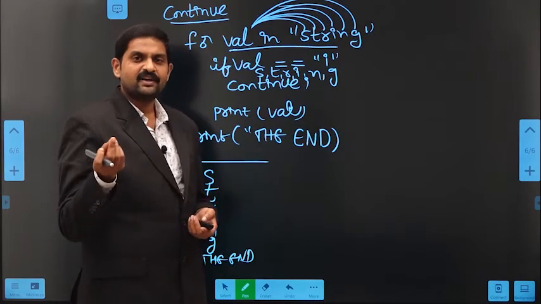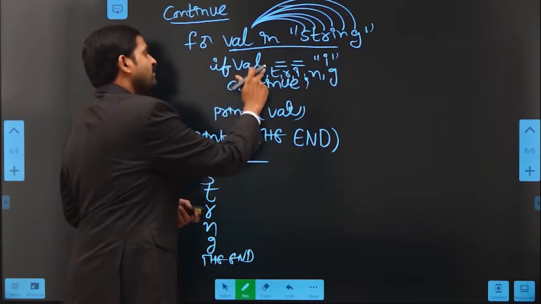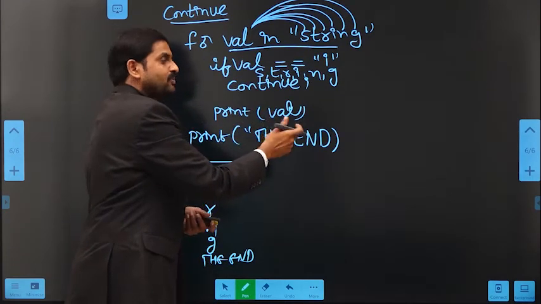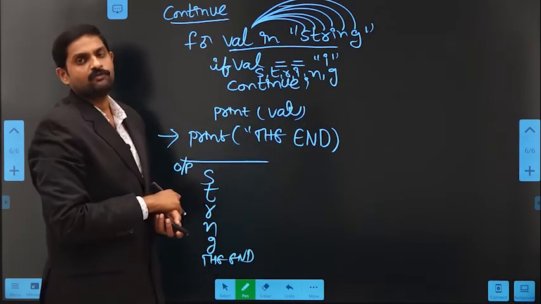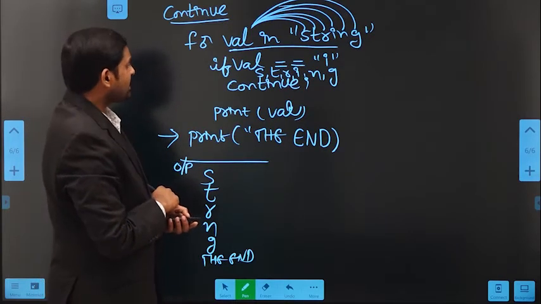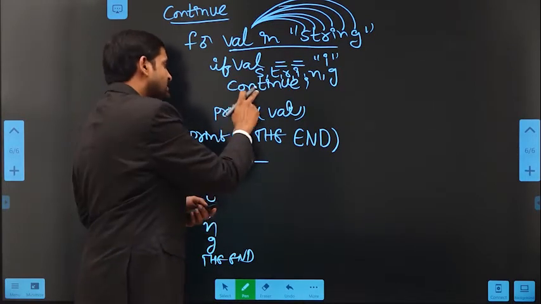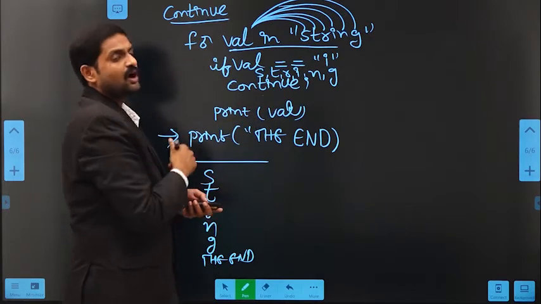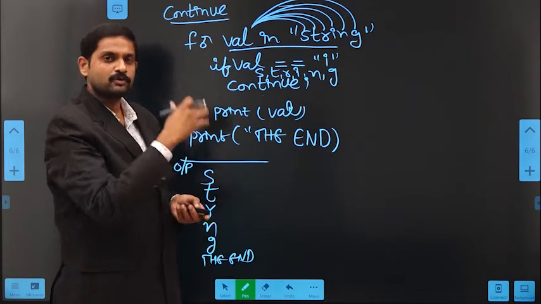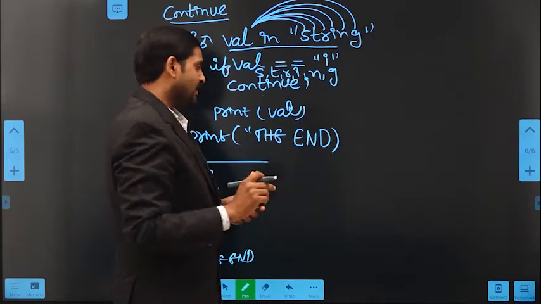Did you identify the difference between break and continue? In the break, whenever the condition is true, control breaks the program and comes out of the loop. And in the continue, whenever the condition is true, it doesn't come out of the loop, it continues the loop to the next iterations. That is the difference between the break and the continue.